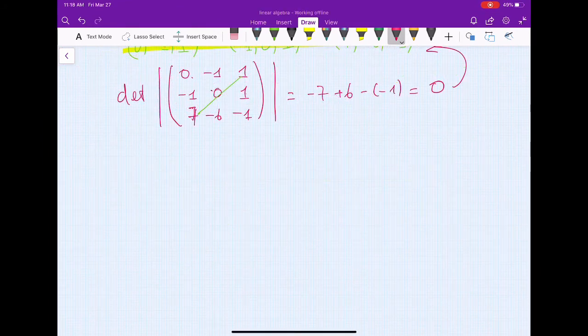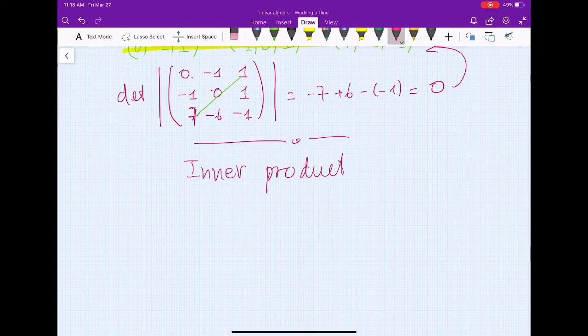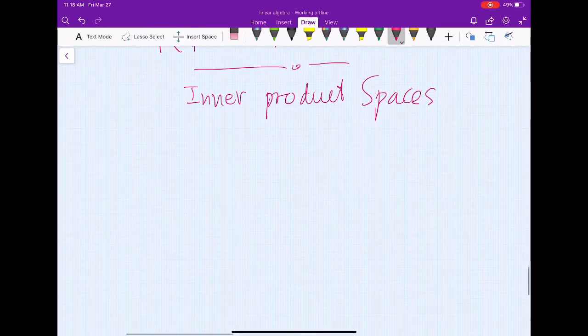Now let's talk about inner product spaces. When we study vector spaces, we don't have any geometry of the space because we didn't have any measurement. Make sense? But for inner product spaces, yes, we have measurement because we have an inner product. So what are inner products?